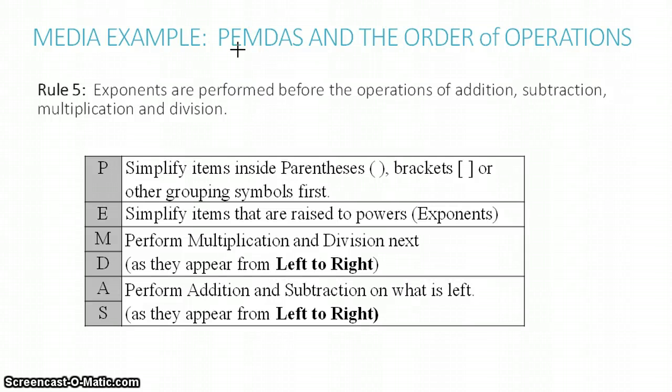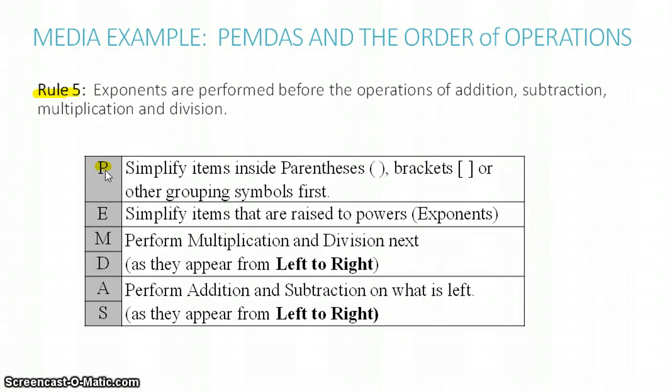In this example, we're going to learn about PEMDAS and the order of operations. From the last example, we saw rule number 4. It told us that exponents are performed before the operations of addition, subtraction, multiplication, and division. So we're going to use this final rule to put together everything we've learned in this unit about the order of operations. So first we have parentheses.